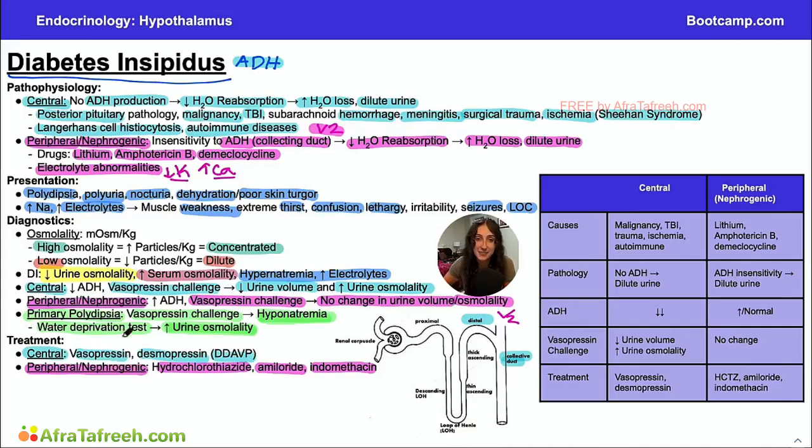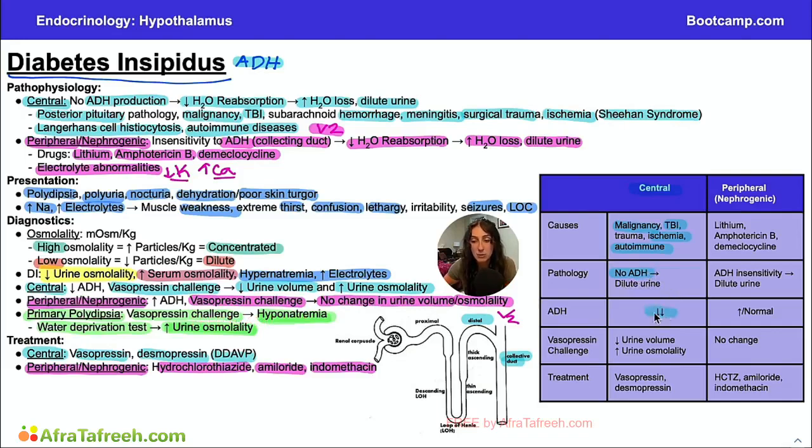Now, I know that was a lot of information. Let's quickly review what we talked about in this video. So first, let's talk about our central diabetes insipidus. This is going to be caused by anything that messes with your brain, so malignancy, traumatic brain injury, ischemia to the brain, autoimmune diseases, trauma, things like that. The pathology is that we're just not making antidiuretic hormone. So we don't have antidiuretic hormone. It can't do its job, and that's why we're getting dilute urine.